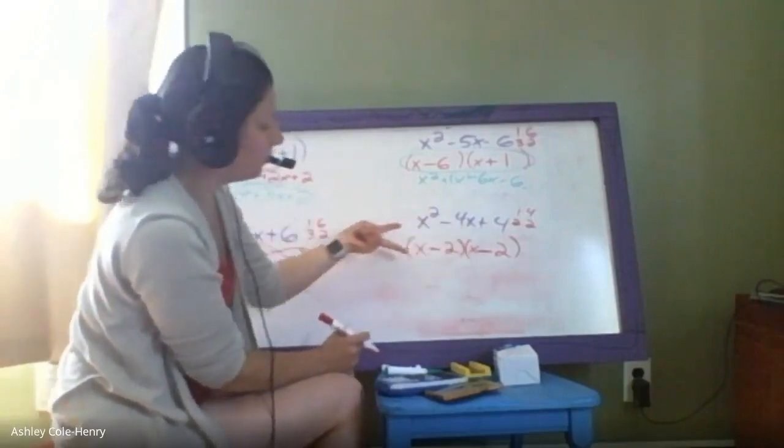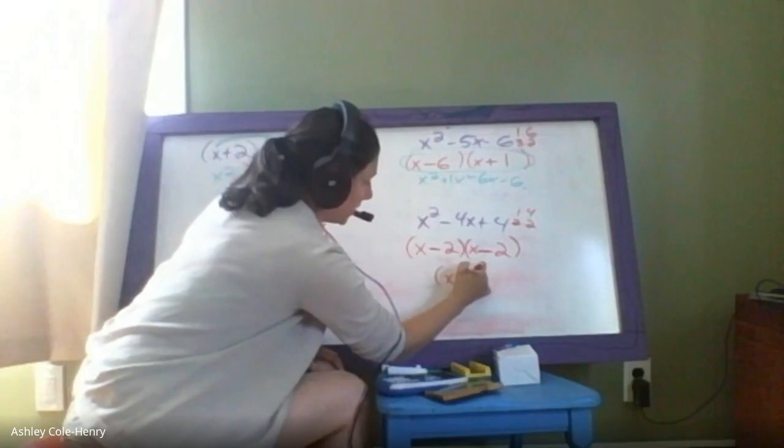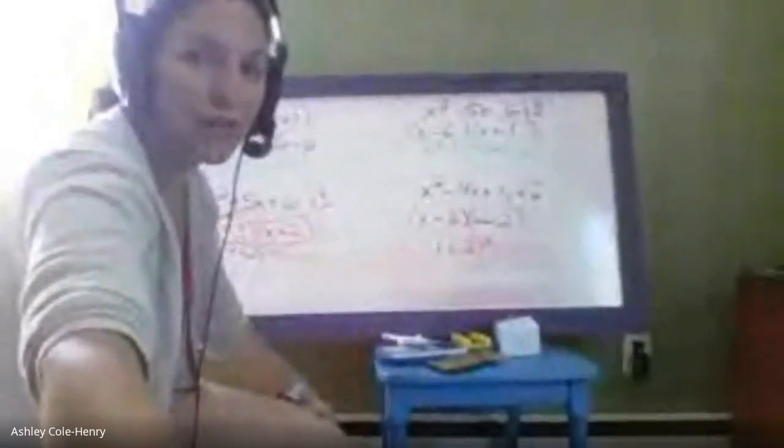If the 2 parentheses match, your final answer should be written as x minus 2 squared. Remember, squared means something times itself. So if I have the same thing times itself, I can write that faster by saying x minus 2 all squared. So that is multiplying out binomials and factoring trinomials.